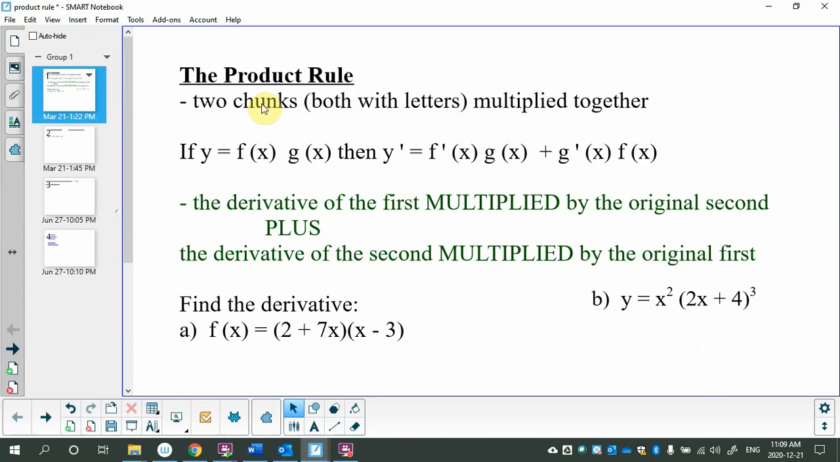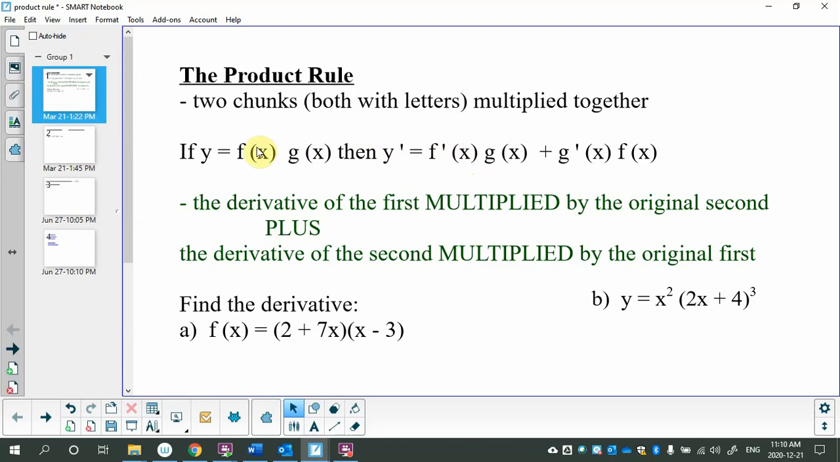So the deal with the product rule is that you have two chunks of information. So two, not terms, but two expressions or an expression and a term. So here's an expression and a term. Here's two expressions. You have two of them and they're being multiplied together. So that means they're jammed up against each other. That looks like this.